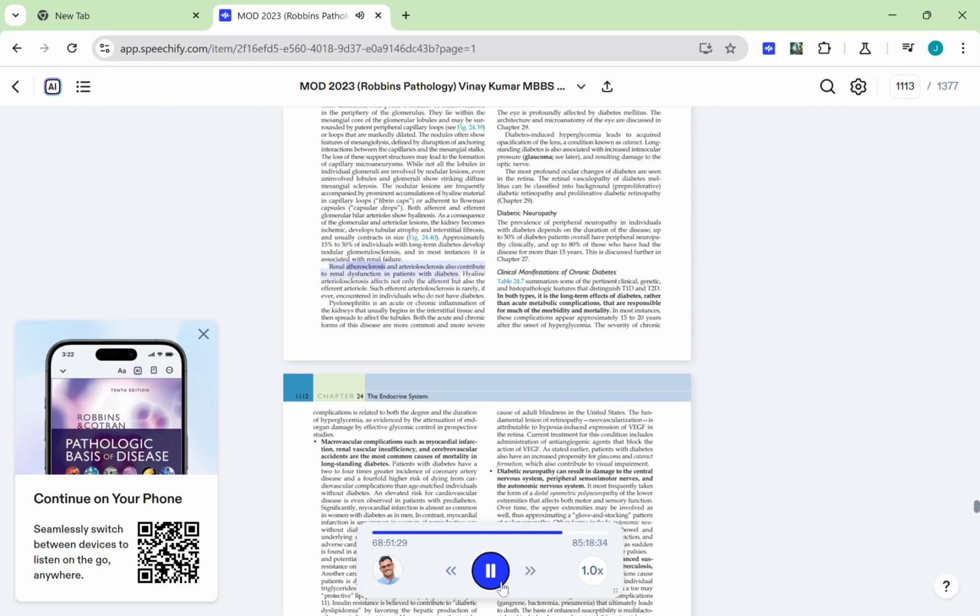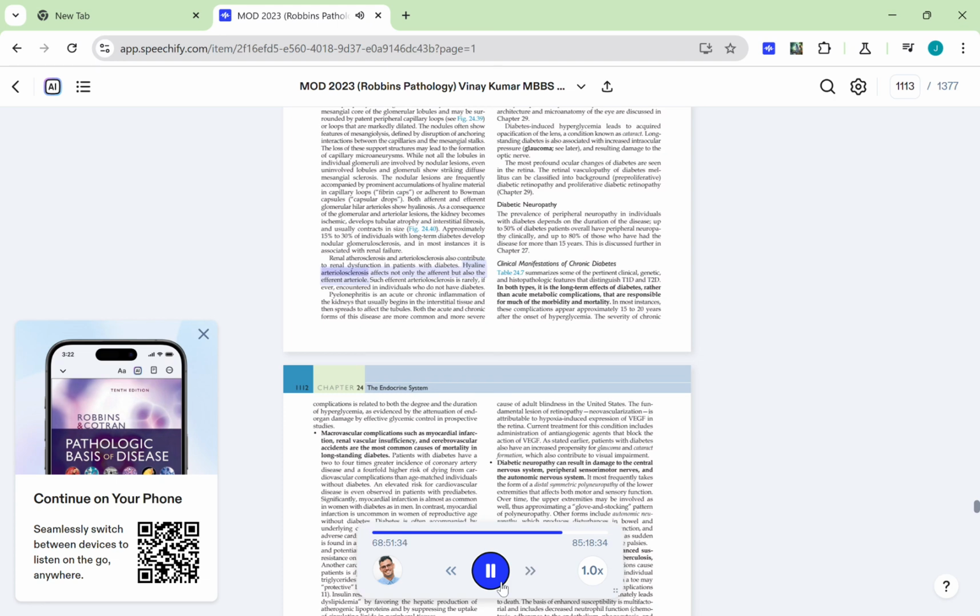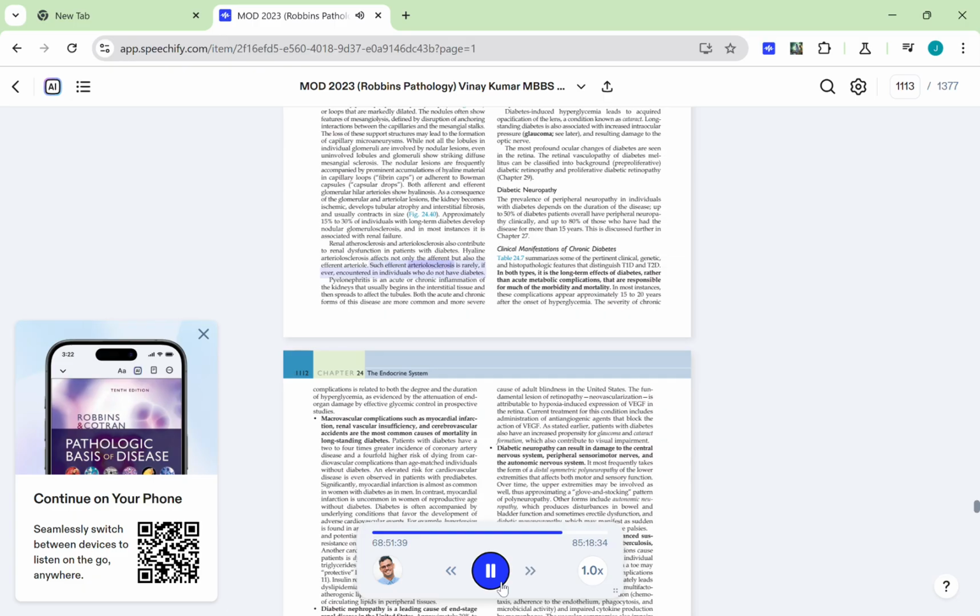Renal atherosclerosis and arteriolosclerosis also contribute to renal dysfunction in patients with diabetes. Hyaline arteriolosclerosis affects not only the afferent but also the efferent arteriole. Such efferent arteriolosclerosis is rarely, if ever, encountered in individuals who do not have diabetes.